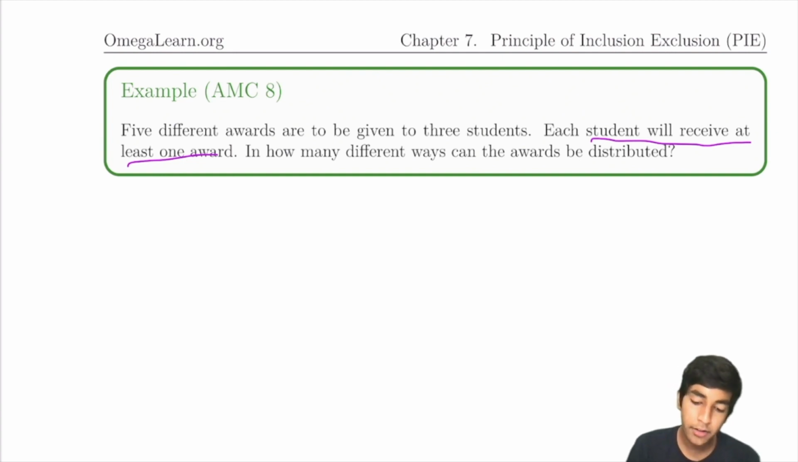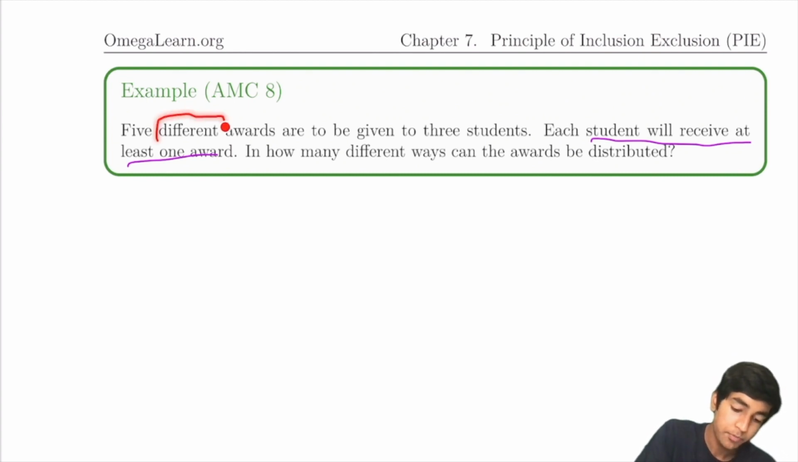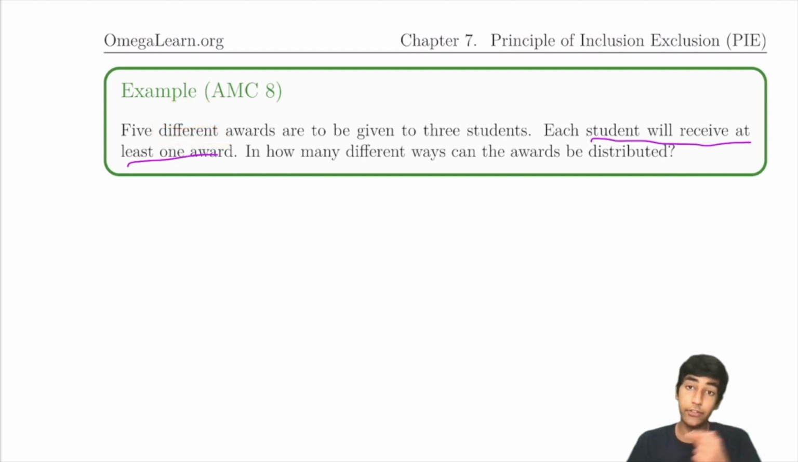Now, if you know stars and bars, you might think to just use stars and bars. But the reason it doesn't work is because the awards are different. If they were the same, then stars and bars could work. By the way, we'll cover it in a future video if you don't know what it is. Each student will receive at least 1 award. This is kind of the main constraint that makes the problem a little tricky, right? Each student receives at least 1 award.